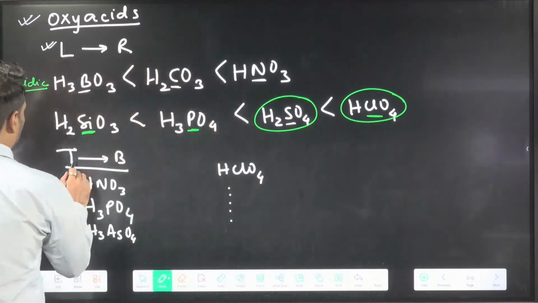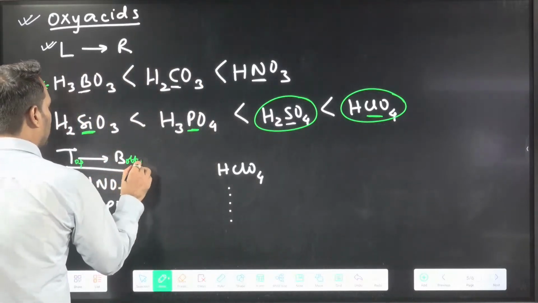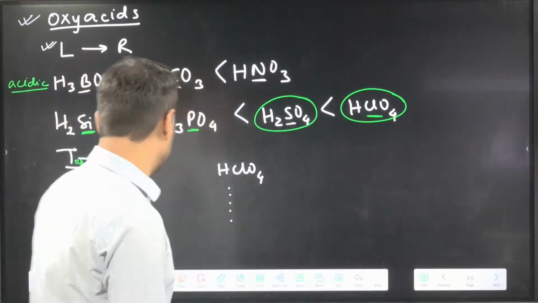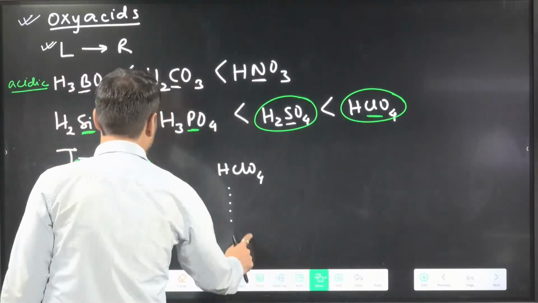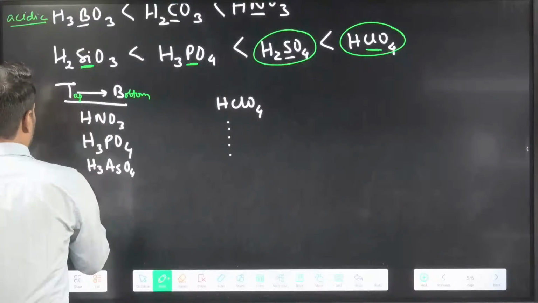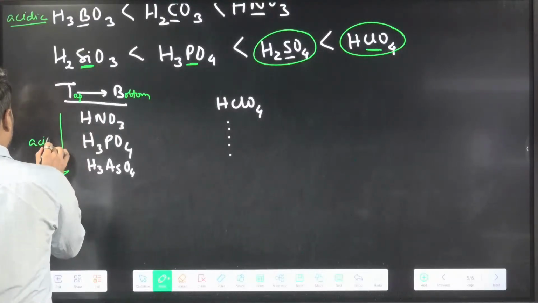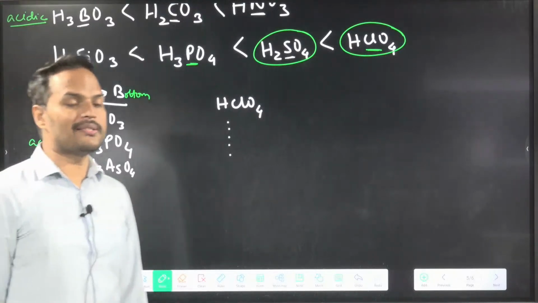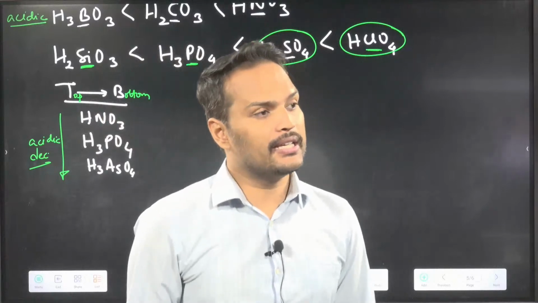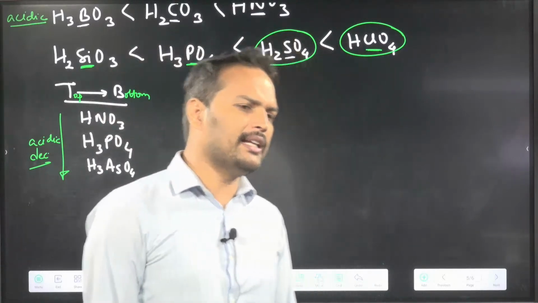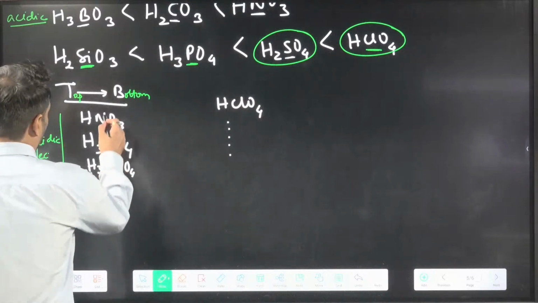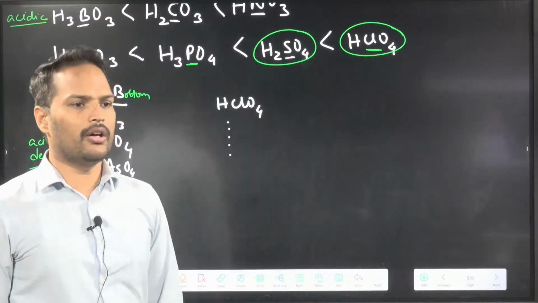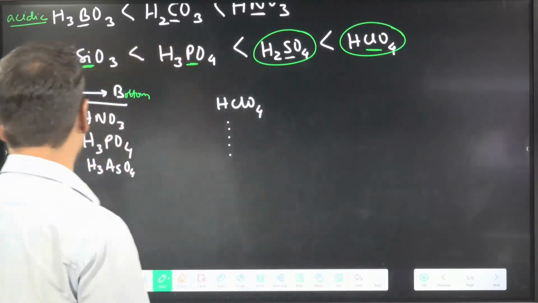Now let's talk about top to bottom in a group. What do you know? Acidic strength decreases. Top to bottom what happens? Tell me, acidic strength decreases. So this side acidic is decreasing. Why is acidic strength decreasing? Because metallic character is increasing. Down the group metallic character increases. So can you say who is a stronger acid here, HNO3 or H3PO4? Which is stronger?